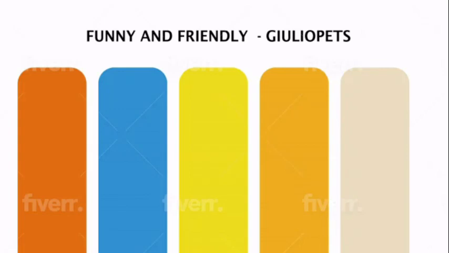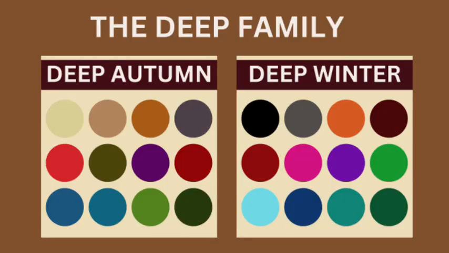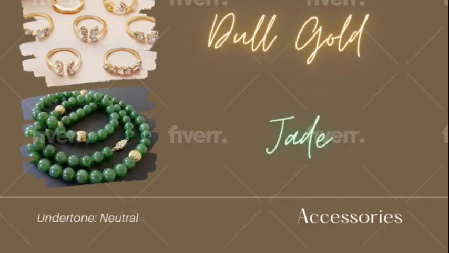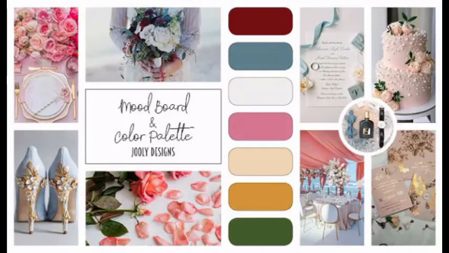8. Test for accessibility. Ensure that your color palette is accessible to all users, including those with visual impairments. Use tools like color contrast checkers to verify that there is enough contrast between text and background colors.